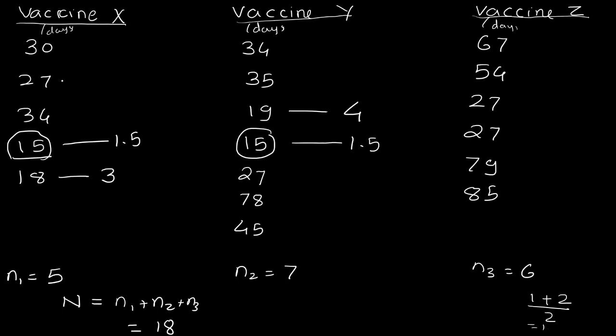Okay, so 27. How many 27s are there? One from X, one from Y, and two from Z. So how many ranks will it get? 5, 6, 7, 8. So 4 ranks in total. So it will be 5 plus 6 plus 7 plus 8 divided by 4. That is the average of all these ranks, and 5 plus 6 plus 7 plus 8 comes out to be 26. 26 by 4 is 6.5. So all these 27s will get a rank of 6.5.